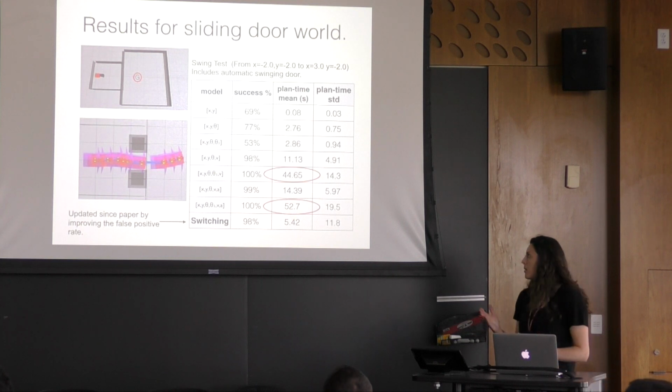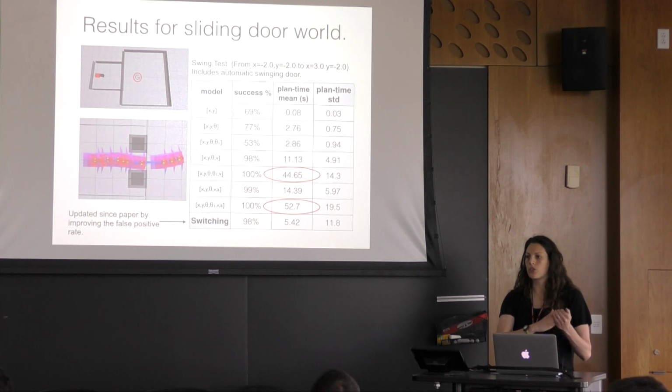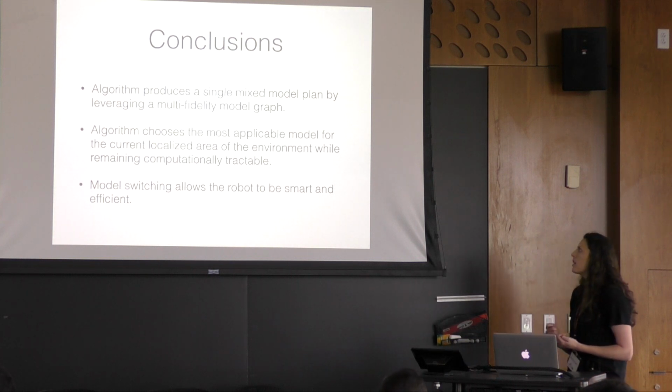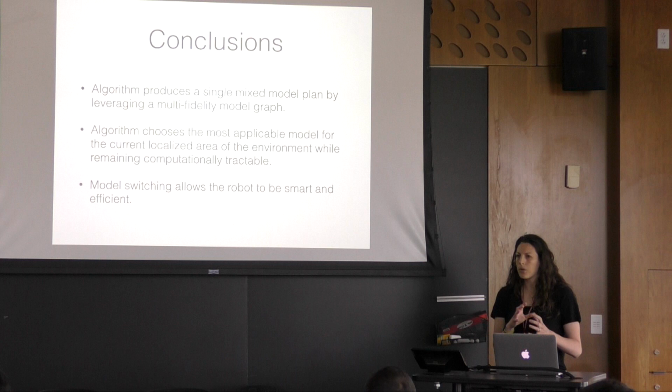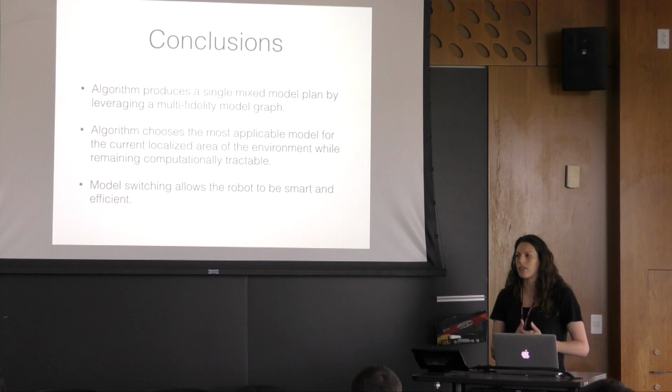And velocity was very important for this domain, as well as having to collision check the trailer additionally, going through the doors takes considerably more time. So in conclusion, we produced these single mix model plans, where we're trying to choose the most applicable model based on the environment and the current spot of the robot's task, and we're hoping to achieve this idea where the robot is both smart and fast for these different domains.